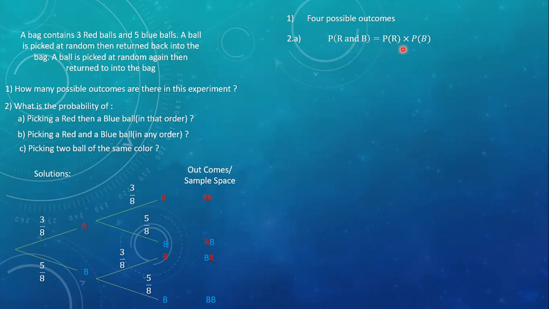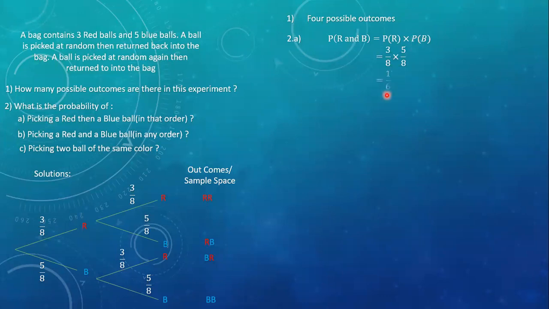And we know from the product rule, it says that we have to multiply the probabilities. We have to get the probability of getting red on the first pick, and then the probability of getting blue on the second pick, and just multiply those probabilities. And as we can see from here, getting red is 3/8, and getting blue is 5/8. Then we just substitute those probabilities, 3/8 for red, and 5/8 for blue.